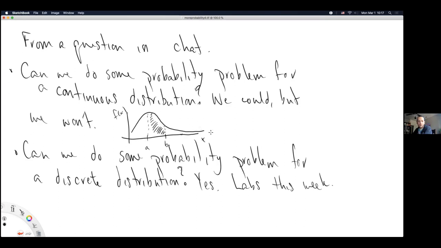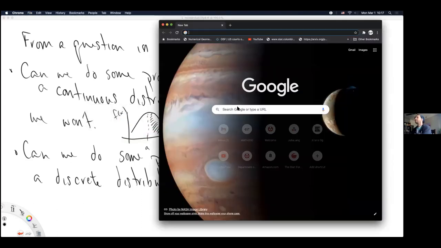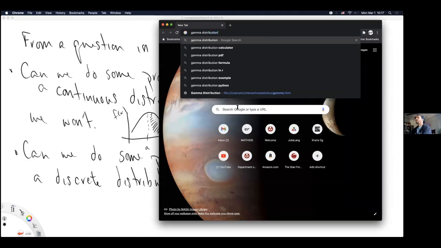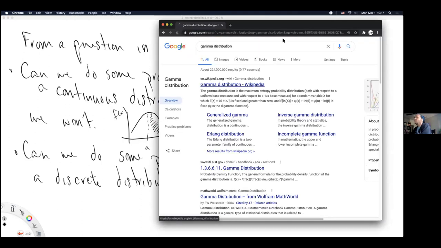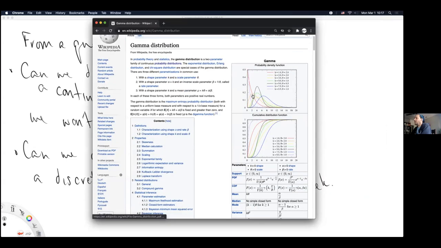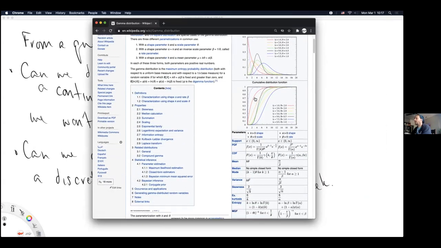Area under smooth curves are integrals. The only problem is integrals under the smooth curves that we are most interested in the world of statistics are really nasty functions. And that's why I'm going to say we could do an integral like this, but we won't. And I'm going to attempt to show us just by finding the Wikipedia page on the gamma distribution why we are not going to do this.